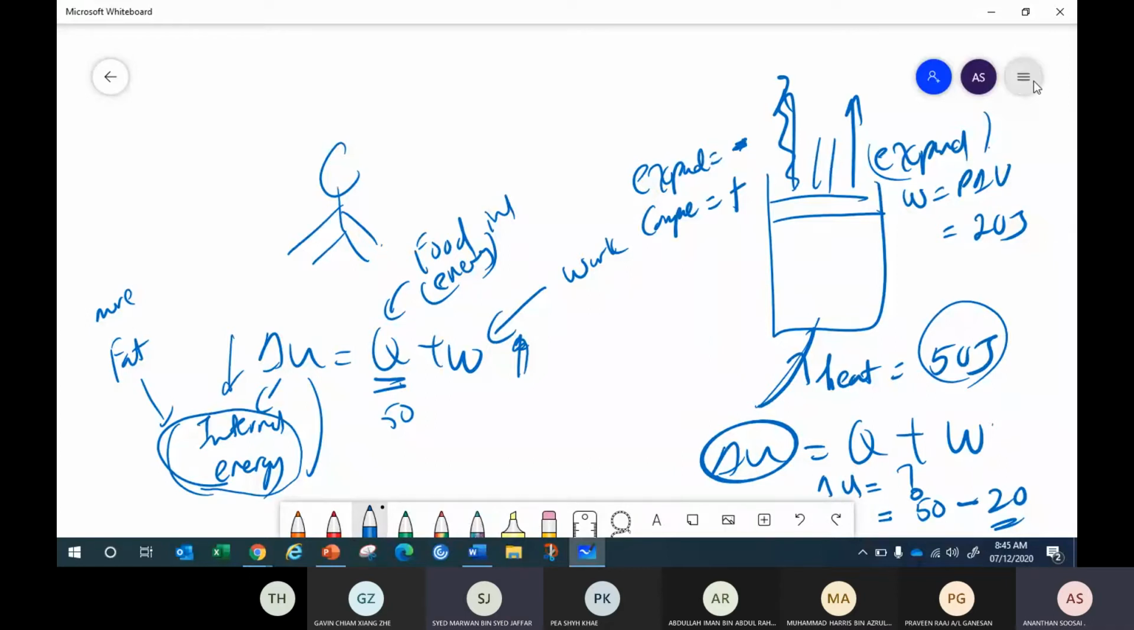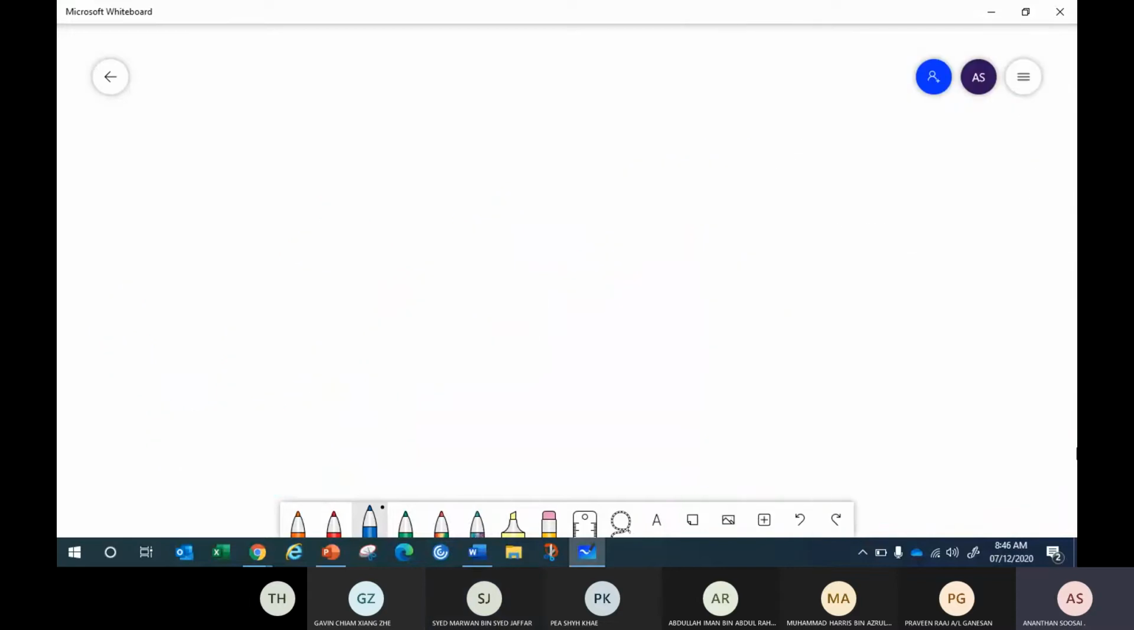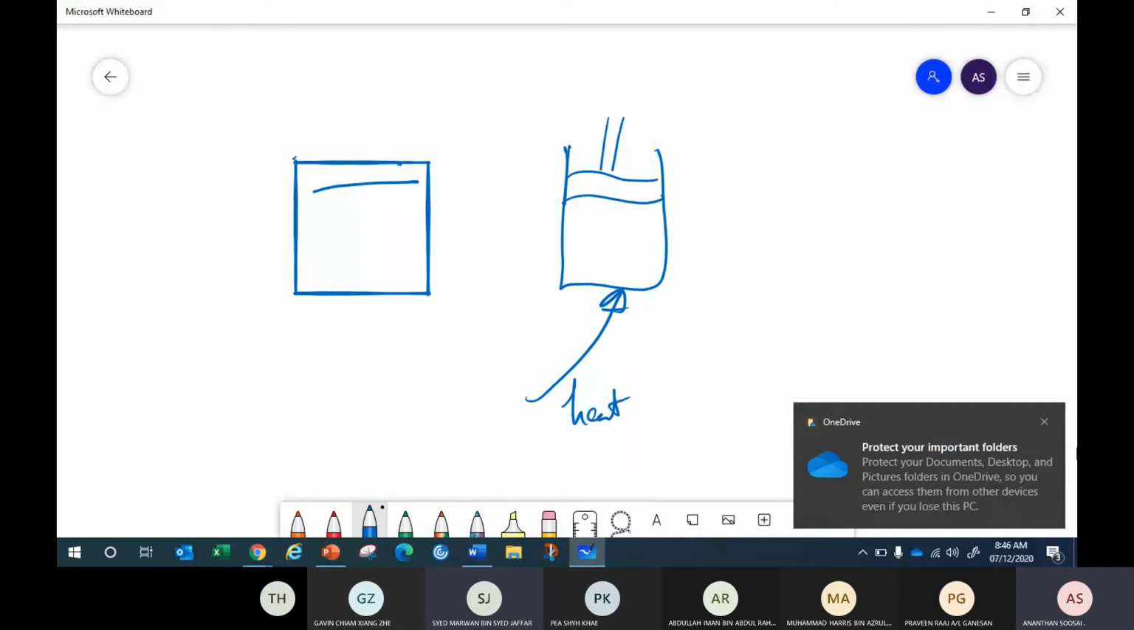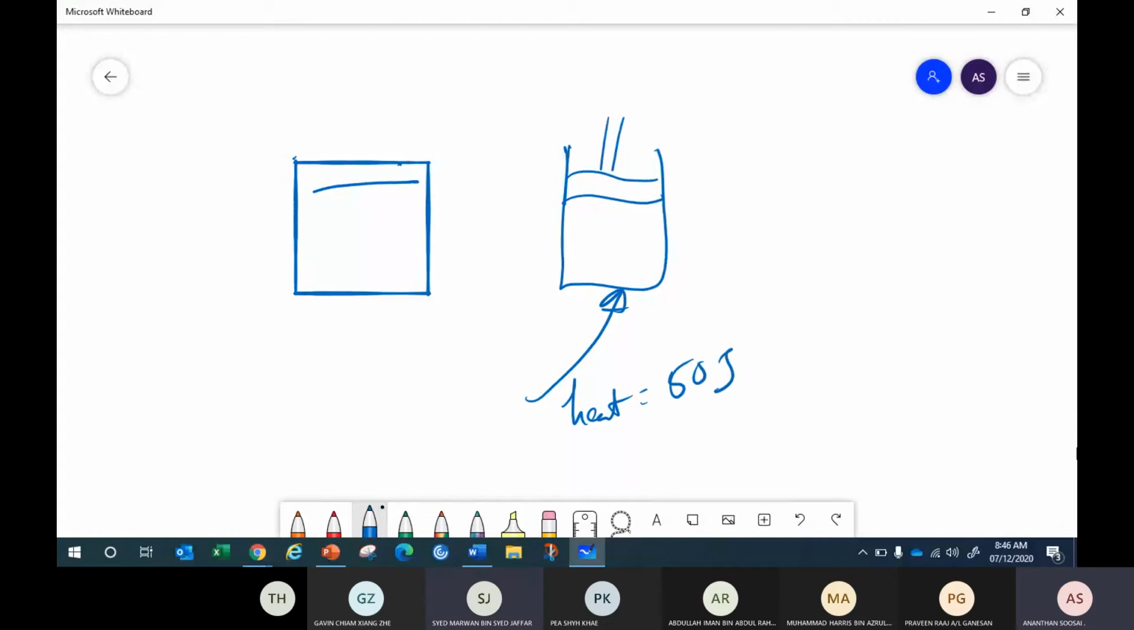Any good idea? Let's say I put another piston again. This never happens in nature, but I just show you. I heat with 50 joule, but this never happened naturally. At the same time, let's say you compress the gas. You yourself go and compress the gas, and you did work. Work done by you is 20 joule.